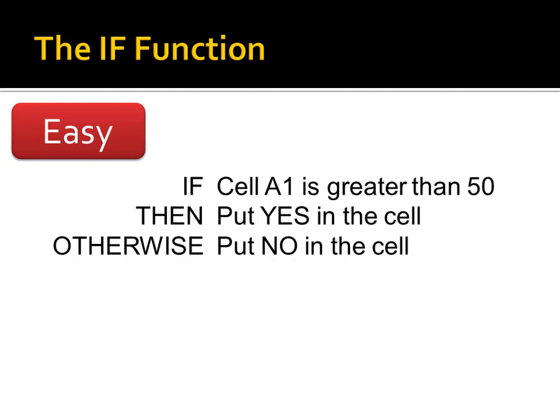Now, we've done this before. We've done this in a previous video. Let me show you the answer. Equals if paren A1 greater than 50. That's the if part. Comma. Remember, the comma means if true, then put the word yes in the cell. Comma, which means otherwise, we're going to put no in the cell. So you can see if A1 is greater than 50, if true, then put yes, otherwise put no.